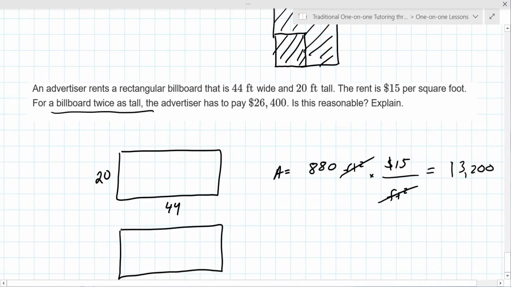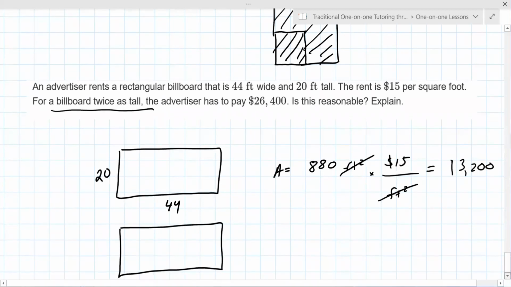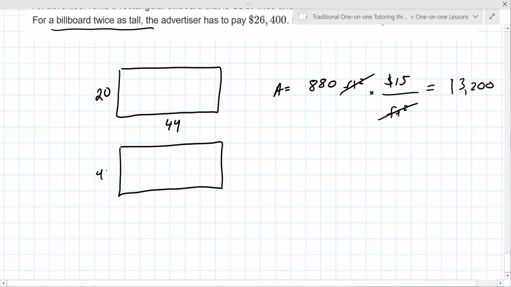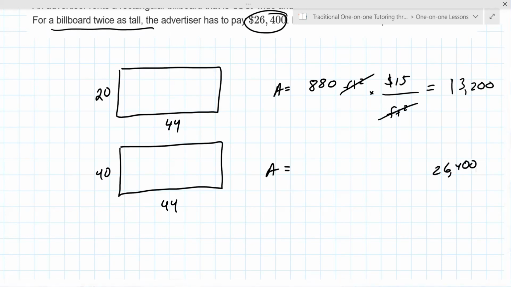Okay, now it says for a billboard twice as tall. So which number changes? It would be the 20. So that's 40 and 44 now. Why don't you do the same thing? I want you to calculate the area and then multiply by 15. I get 26,400 as my final answer. So is that consistent with what it says there? Yes.